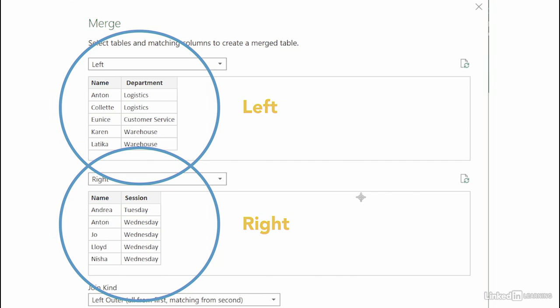So there are all 6 of your joins. Get to know them because they are invaluable when you have to work with multiple data sets.